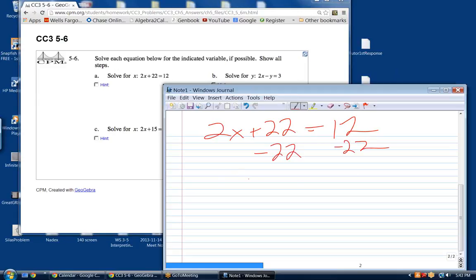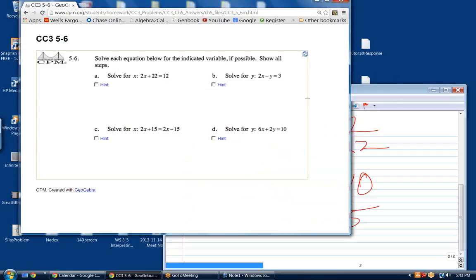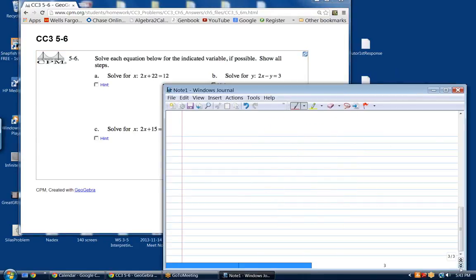Which gives me what? 2x equals negative 10. Yeah. And then divide by 2. Which is x equals negative 5. Okay, good. There you go. Now, there's no place here to put the answers, is there? Not that we need to. Okay, how about 2x minus y equals 3? And this says solve for y. So now my entire goal is to isolate y.